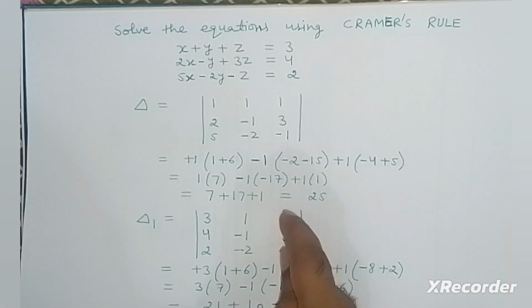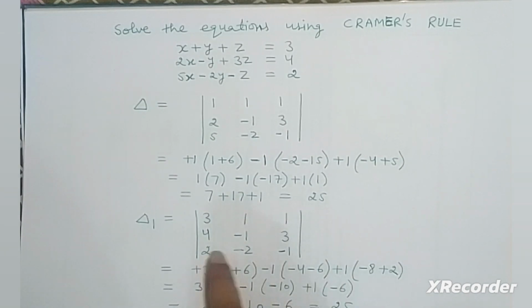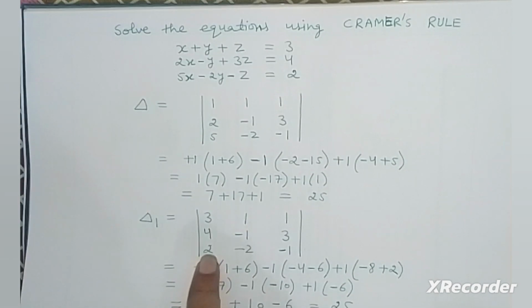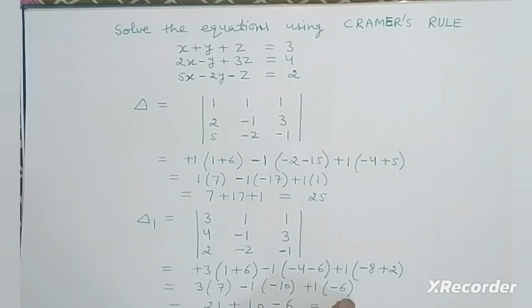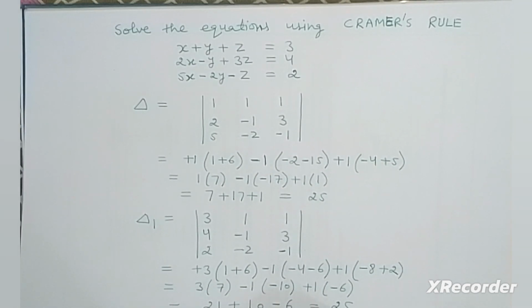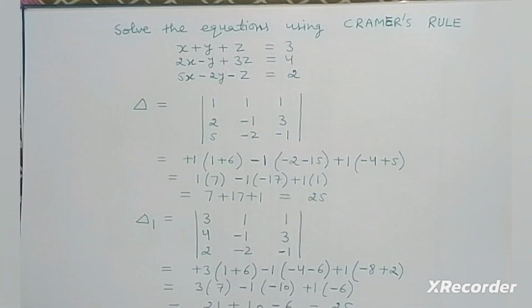Eliminate this column and this row and multiply 4 into minus 2, that is minus 8, and 2 into minus 1, minus 2, because we have to subtract this value, so minus 2. After subtraction change the sign, plus 2. After solving we get 3 into 7 minus 1 into minus 10 plus 1 into minus 6 is equal to 21 plus 10 minus 6 is equal to 25. Hence the value of determinant 1, that is delta 1, is also 25.